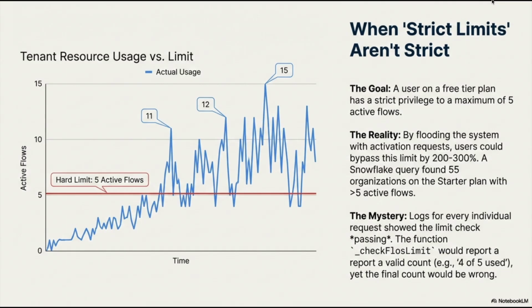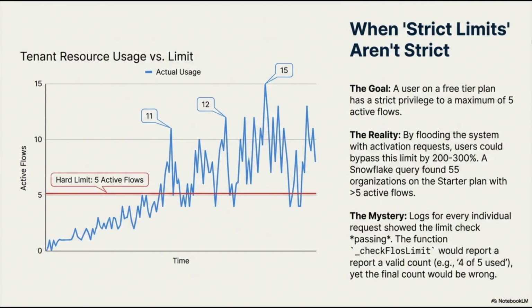They had an org. Inside the org there was a free plan where they only allow 5 active flows. So in that organization you can create multiple flows, but in a free org you can have just 5 active flows. The goal was that in a free trial plan, you should have a strict limit of a maximum of 5 active flows. But in reality, by flooding the system with multiple activation requests, users could bypass this limit by not just 1 or 2 but 200 to 300%.